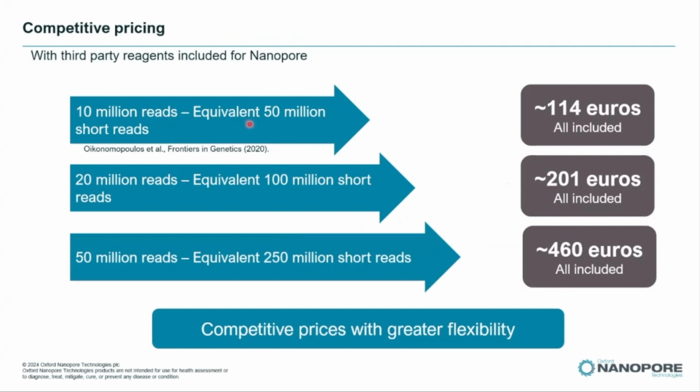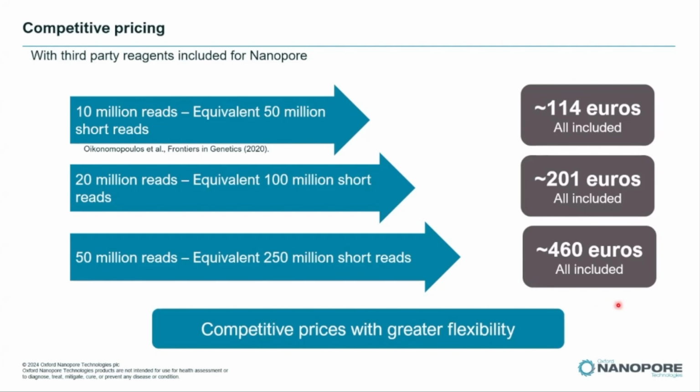Because if you remember one of the first slides that we saw together, the long reads span the entirety of a transcript, while with short reads, you will need several short reads to capture the same information. So 10 million long reads is equivalent to 50 million short reads. And you here have an estimation of the prices. So I ask you, how much do you pay for 20 million, for 100 million short reads? Think about it and look at those prices.